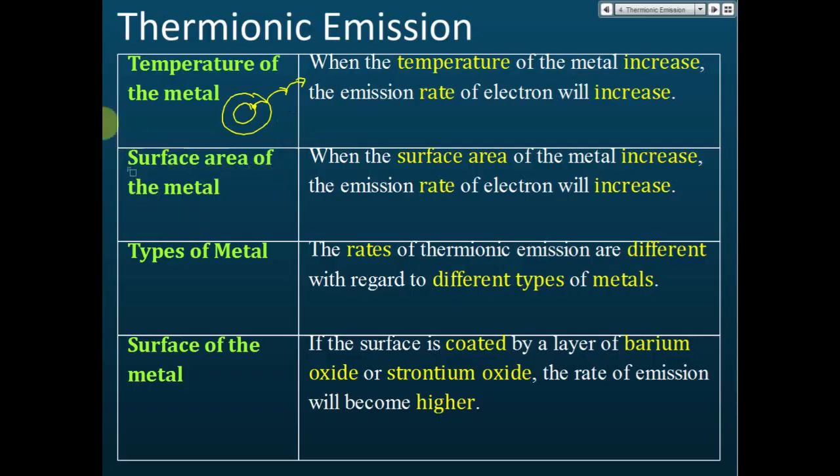Surface area. Let's say we have two pieces of metal, one small, another one big. The small one can release electrons, and the big one, of course, can release more electrons if heated, right? If it has a bigger surface area, then more electrons can be emitted compared to a small area. So when the surface area increases, the rate of emission also increases.